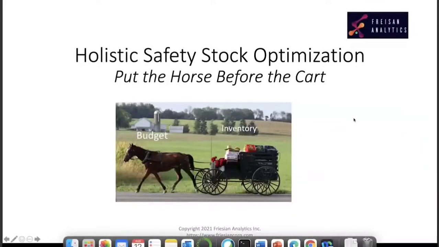Today, we're going to talk about the holistic safety stock optimization. I will explain exactly what is holistic. And we are putting the horse before the cart, which is natural. Horse here means budget or total value of safety stock as a whole, and inventory means the cart. This is a natural state, right? We want to pull the inventory by a horse, not the other way around.